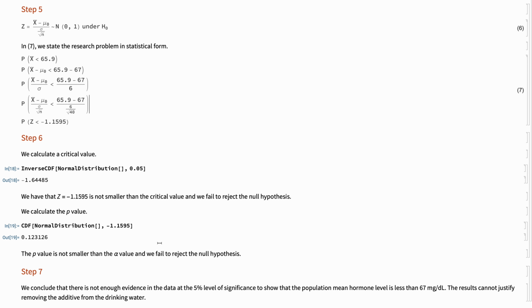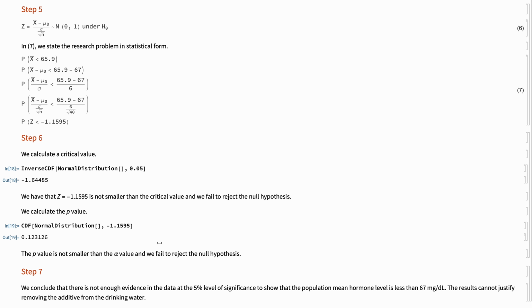Step 6, now I've got to calculate a critical value. Remember, that's my 5th percentile value. So, up until what value will I find 5% of the area under the curve? What proportion of all the area under the curve of all possible outcomes would be in that lower tail? And if I use software or a calculator, you're going to get negative 1.64485. Now, our z value was negative 1.1595. That is not more extreme than negative 1.64485. So we failed to reject the null hypothesis.